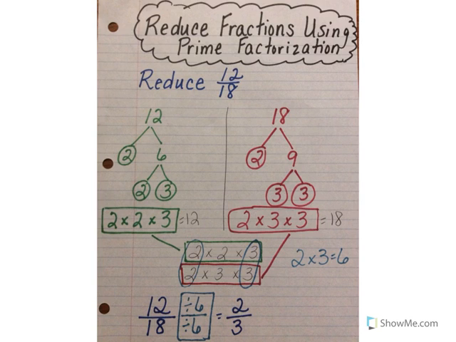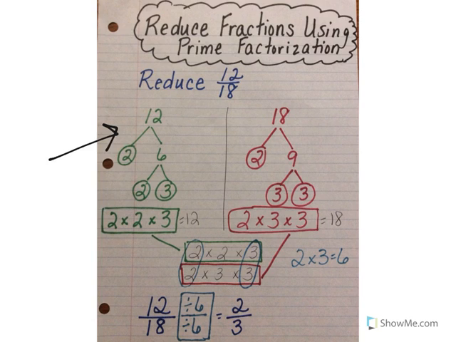Now let's look at our second way to reduce fractions, and this time we're going to use prime factorization, which is something that we talked about in one of our previous lessons as well. We want to reduce the fraction 12/18 to lowest terms. So first, we're going to find the prime factorization of 12. We know that 12 can be broken down into 2 times 6. We circle the 2 because it's a prime number.